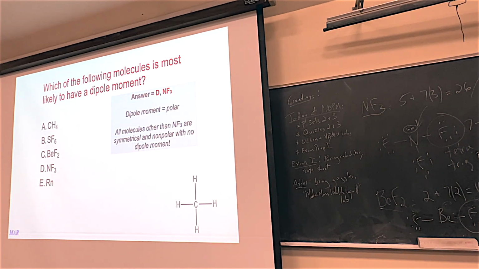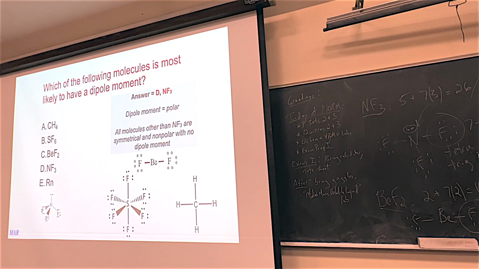So long story short then, the one that should have a dipole moment will be NF3. NF3 has a lone pair on it that breaks the symmetry around the central atom. So here's beryllium difluoride. You can see it's got nothing but Fs, just like SF6 has nothing but Fs, CH4 has nothing but H's, stuff like that. The elements by themselves are considered to be nonpolar, all right? They might be paramagnetic or something like that, but they are nonpolar because they're just individual atoms.